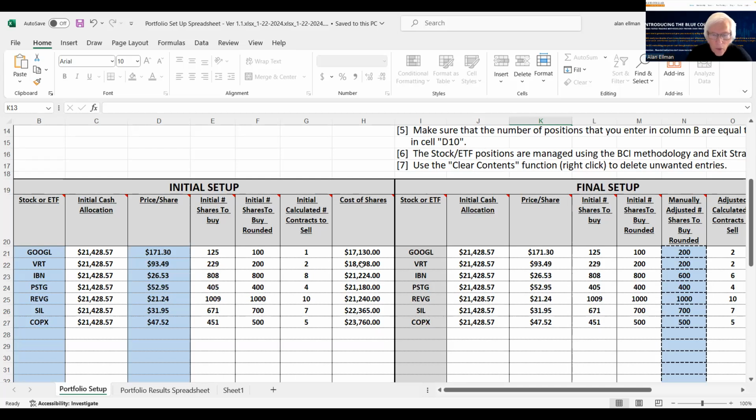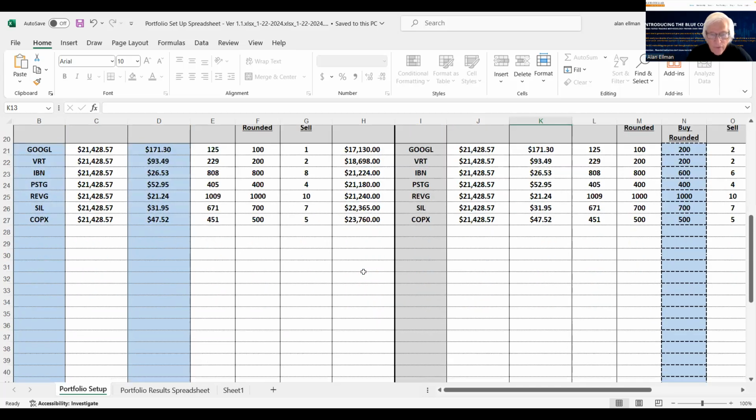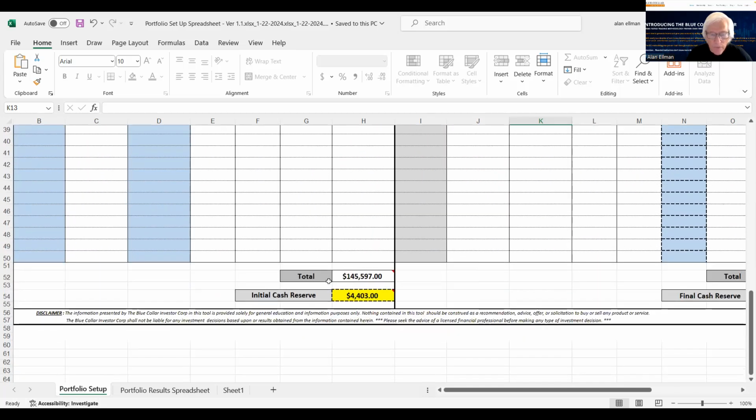Okay. So it will then calculate the cost of the shares based on this rounding process. And then if you scroll down, lo and behold, it will give you the amount that you're spending. In this case, 145,597, which is within the 150 that we have. And it gives you a cash reserve of 4,403.